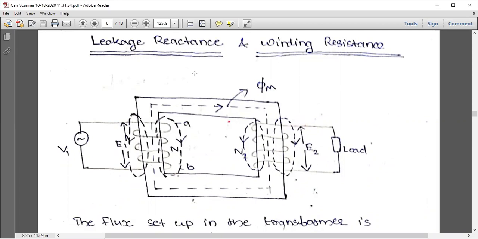So, you can see two headings here. One is the leakage reactance and the winding resistance. These two are important parts of a practical transformer, and this will come into effect when we draw the phasor diagram of a practical transformer.